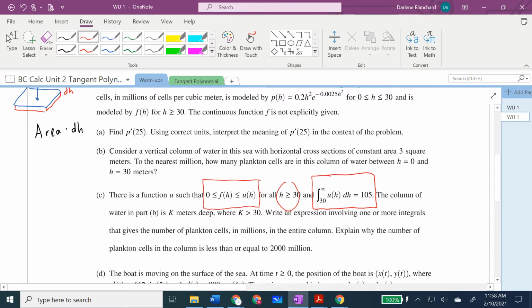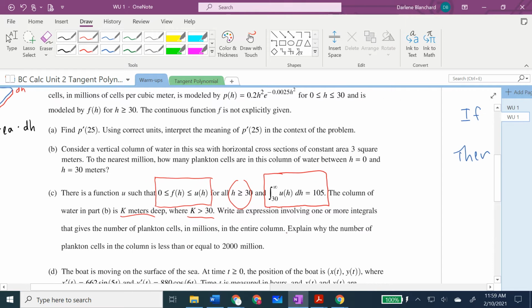Now, they're telling you also that the column of water from part B is k meters deep, where k is greater than 30. You need to write an expression involving one or more integrals for the number of plankton cells in millions in the entire column. And then I'll come back to the explanation after this. I'm going to put a star right there.